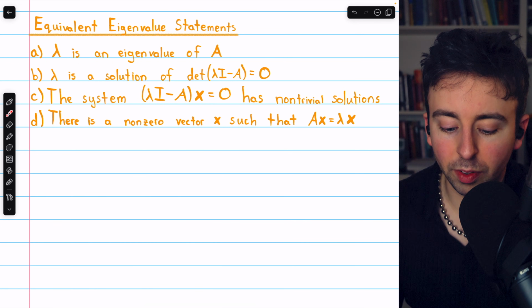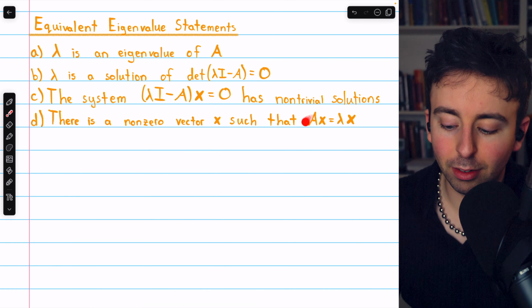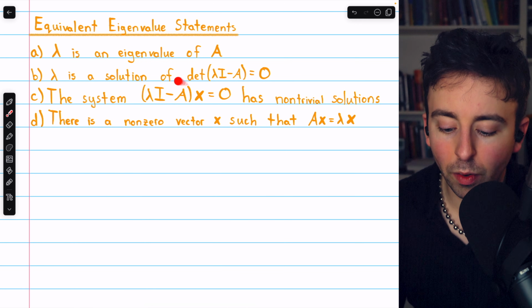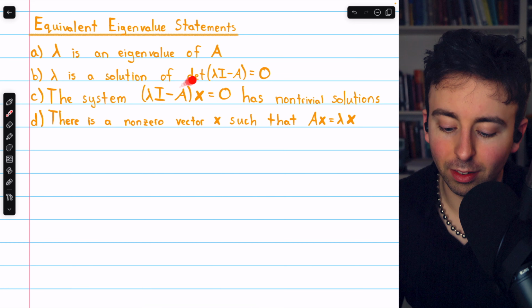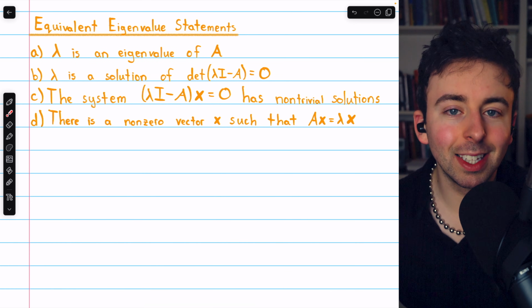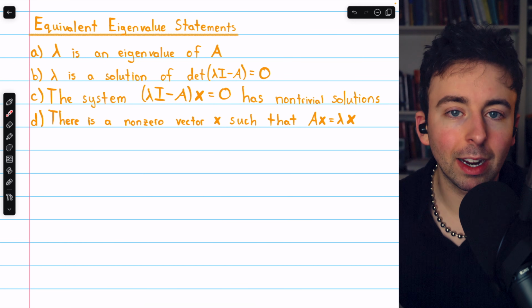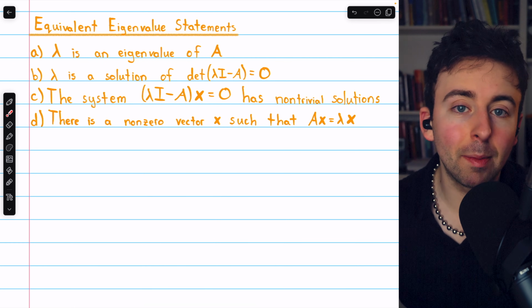And that, of course, is equivalent to saying there is a non-zero vector x such that Ax equals lambda x. This, pretty obviously, I think, is equivalent to that. You would just get things on separate sides of the equation. So all of these statements just mean that lambda's an eigenvalue of A. Some of them also have a little bit of eigenvector context, but they all just say lambda's an eigenvalue.